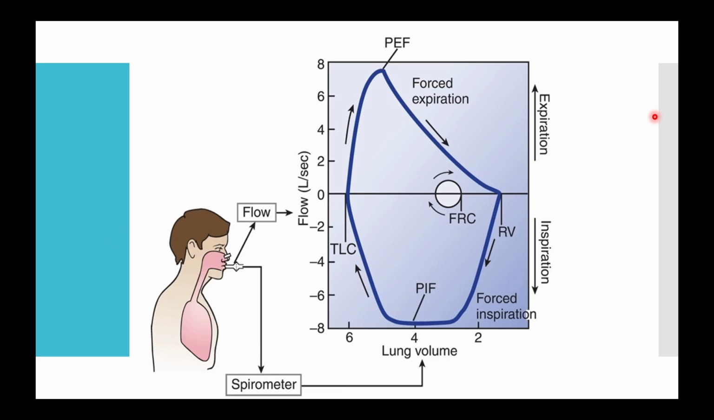So let's begin with this graph. Let's start with the axes of it. The y-axis is the flow, and it's separated into positive and negative, positive being the expiration part and the negative being the inspiration part. The x-axis is the lung volume, and the more we approach the y-axis, the higher the lung volume is. So let's begin from this point, which is the residual volume.